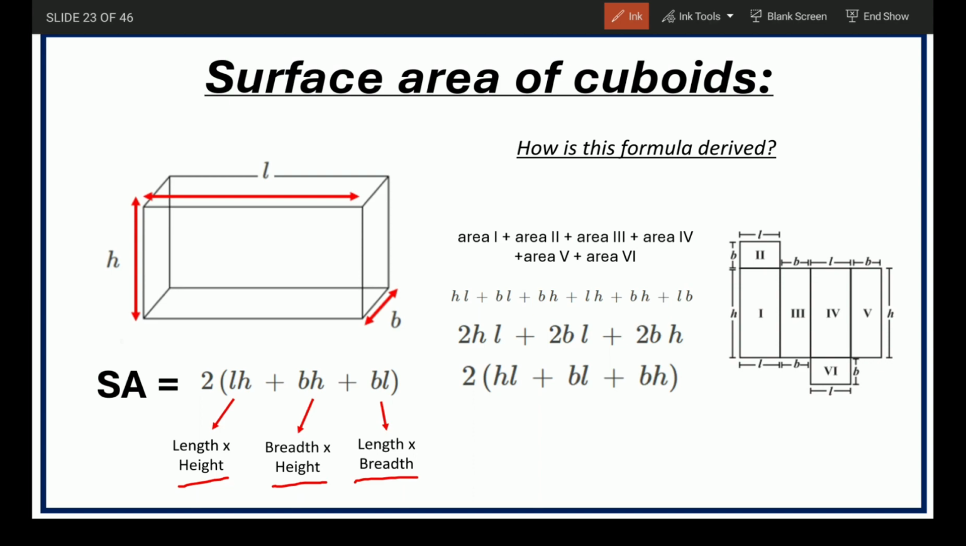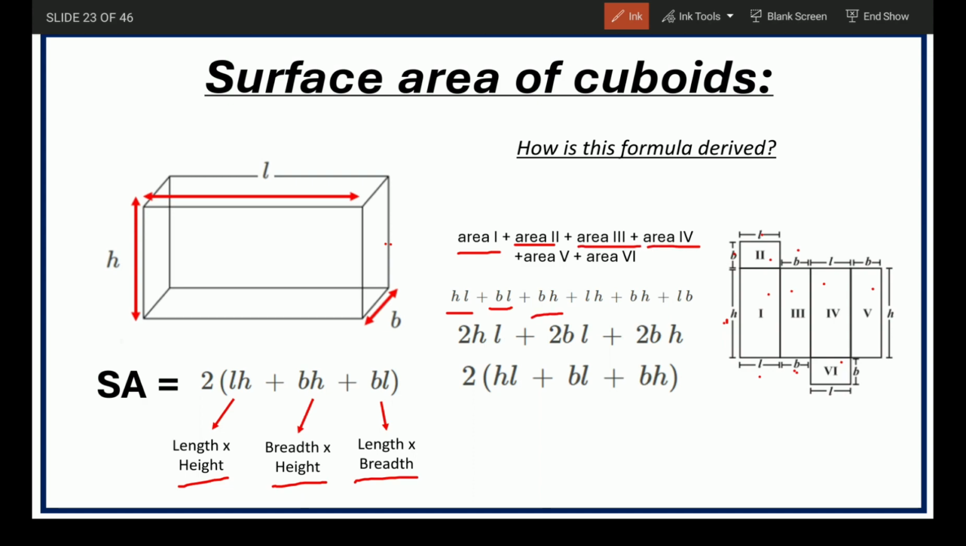As you know, surface area is basically the sum of the areas of all the sides of a cuboid. Now, if we separate this cuboid into 6 sides with different areas, we just have to add all of their areas. Now we have 6 sides over here, calculating the area of all of them. Area 1 is H and L, got that. Area 2, LB, got that as well. Area 3, BH, got that.